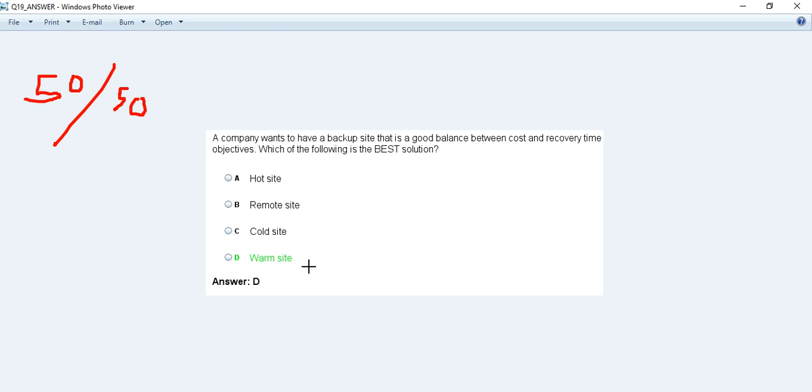And in order for us to do that, we have to have some intelligence on what this topic is right here. So they're saying the company wants to have a backup site. It's a good balance between cost and recovery time, which is the best solution? Well, let's just enumerate each one of these. A hot site, I'll just write it over here, hot.